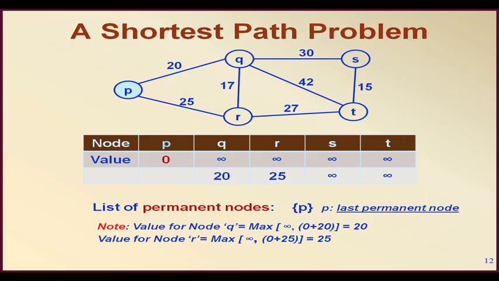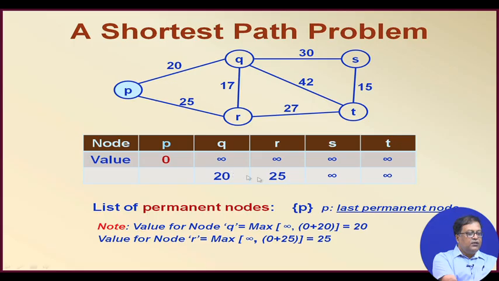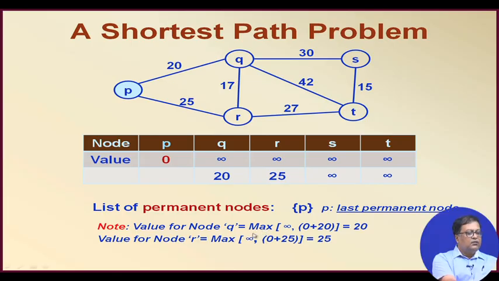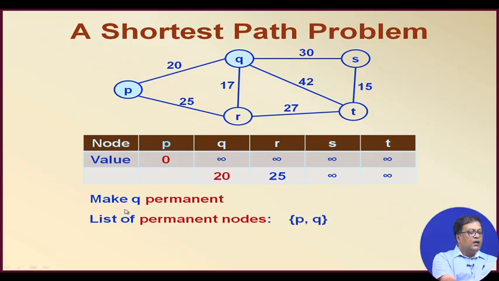These calculations are again shown for you. P was permanent, and we compute the labels or values for Q and R. For node Q, the minimum of infinity and 0 plus 20, that is 20, then infinity and 0 plus 25, that is 25. These values are obtained, and P is the last permanent node. The last permanent node's label is taken here, the distance is added, and the minimum of those is computed. Sorry, this is not max, that should be minimum. Now Q is made permanent, and the list of permanent nodes is now P and Q.